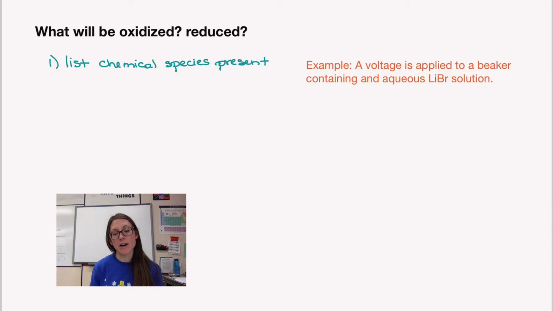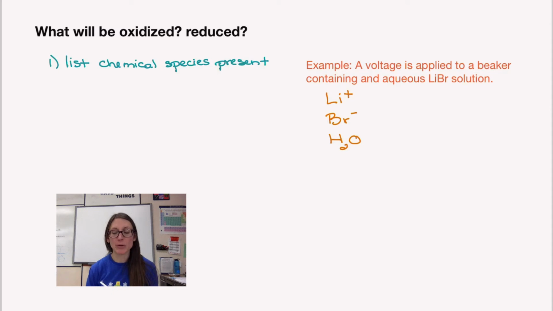So in the example I have off to the right, I'm going to apply a voltage to a beaker containing an aqueous solution of lithium bromide. So what's in there? There's going to be lithium ions, there's going to be bromide ions, and there's going to be water. It is really important that you remember to include your solvents in your list of things you have because they can do chemistry too.